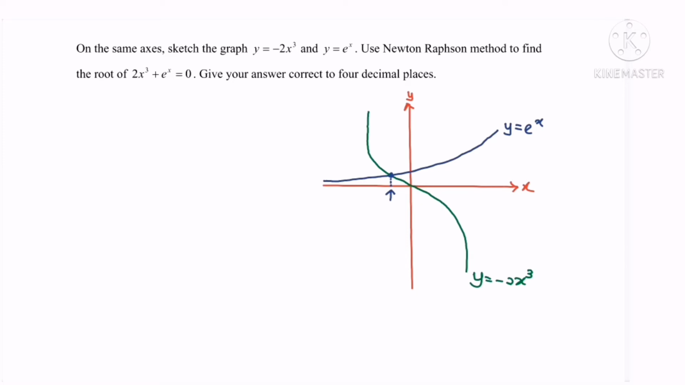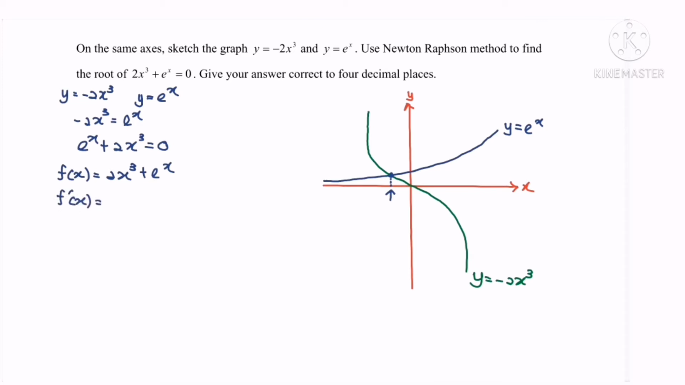Kindly refer to the question. Use the Newton-Raphson method. Find the roots for the equation. So given the equations y equals -2x cubed and y equals e to the power of x, try to combine the equations and we will have -2x cubed equals e to the power of x. Rewrite the equation and we will have e to the power of x plus 2x cubed equals 0. So from here, we can find the function f(x), which is 2x cubed plus e to the power of x. Second step is to find the first derivative, where we have f prime x equals 6x squared plus e to the power of x.